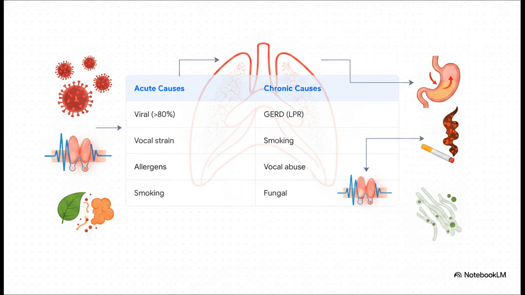Gastroesophageal reflux disease, and specifically laryngopharyngeal reflux, or LPR, is a major chronic driver, and it often presents without any classic heartburn at all. We also see chronic smoking, ongoing vocal abuse, and importantly, fungal infections. Those absolutely must remain high on your differential for immunocompromised patients, particularly those using inhaled corticosteroids without a spacer.